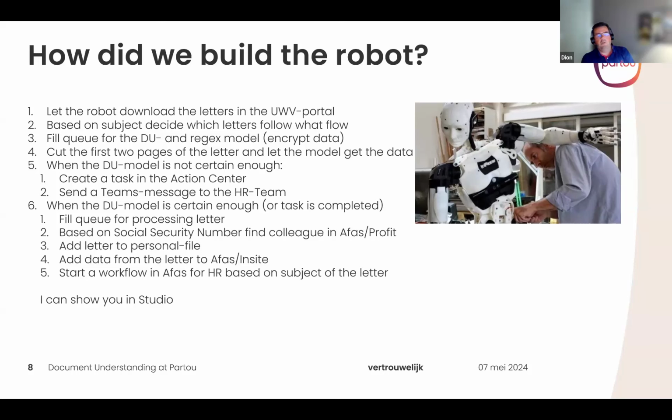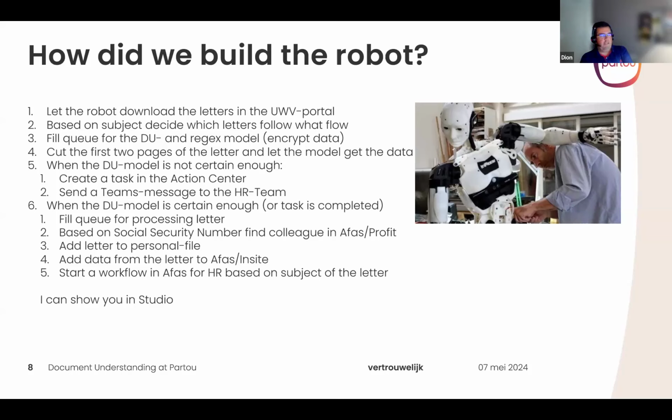What we then do is, when the document understanding model is not certain enough, and we put it at a really high level, we put the confidence level at 99%, because we don't want the robot to make any mistakes in this kind of information. So when it's not 100% certain, a validation action is made in the Action Center for the colleagues. They also get a link again via Teams message.